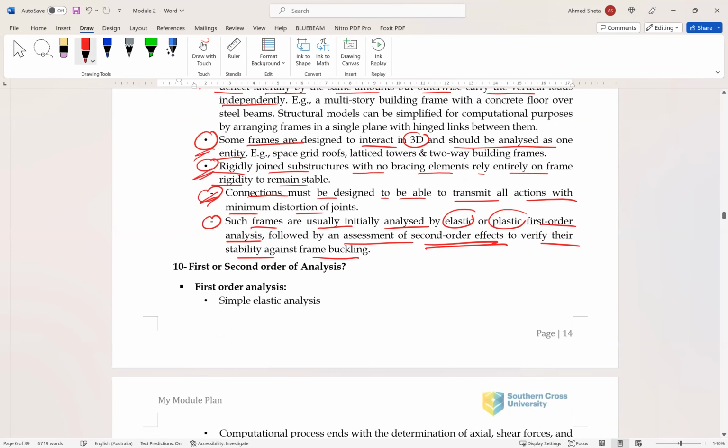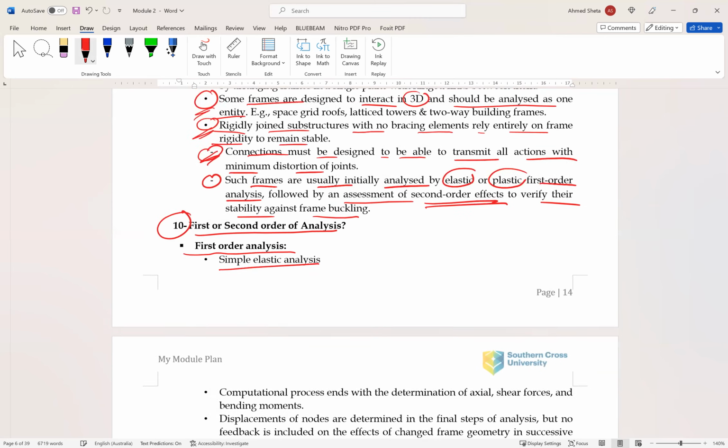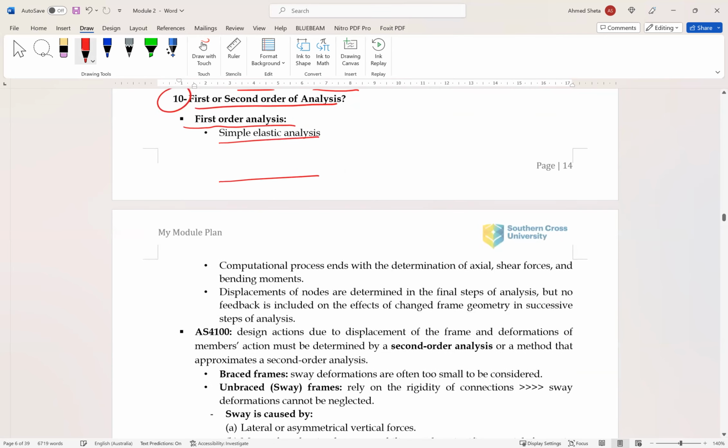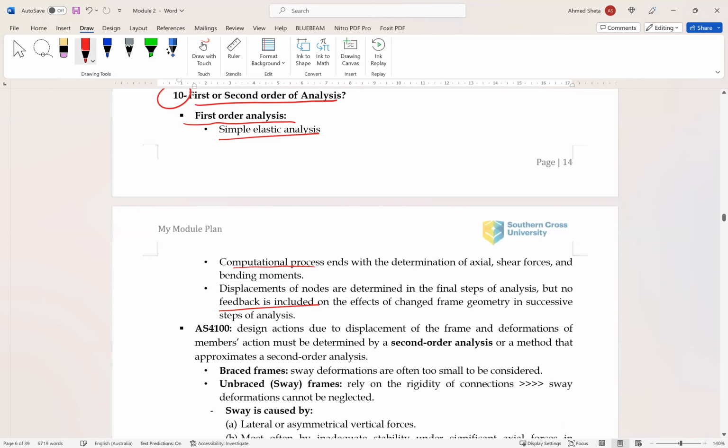At this point, we are talking about where or when to use second order or first order analysis. The first order analysis is simple elastic analysis. The computational process ends with the determination of axial, shear force, and bending moments. Displacement of nodes are determined in the final step of analysis, but no feedback is included on the effect of changed frame geometry in successive steps of analysis.